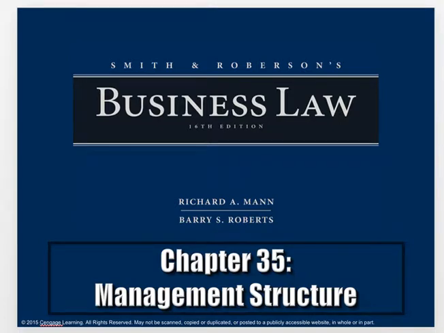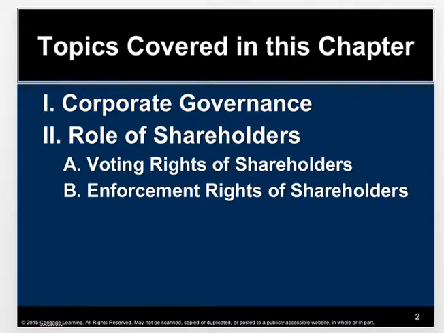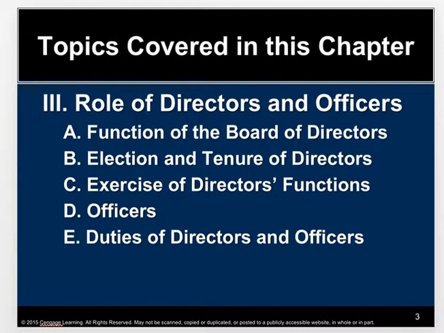All right, today we're going to finish off the lecture for this week, which is Chapter 35, Management Structure. We talk about the governance structure. What we're really talking about is the corporate governance of corporations in particular. We're going to look at the role of shareholders, so what voting rights the shareholders have, how do shareholders enforce their rights. And then we're also going to talk about the role of directors and officers.